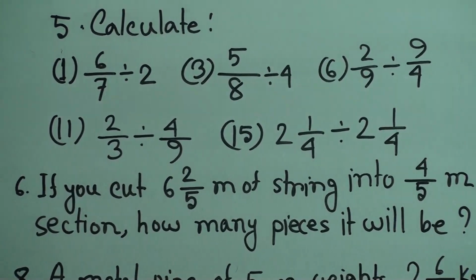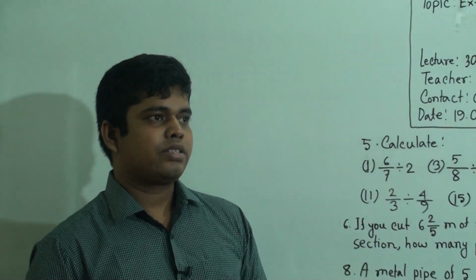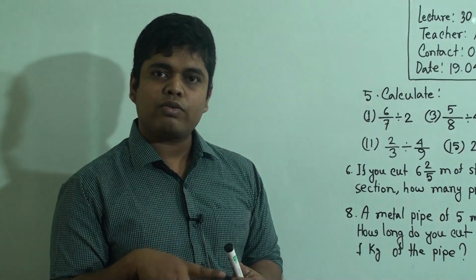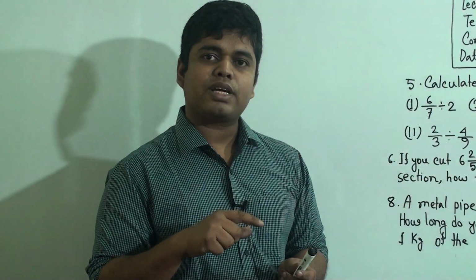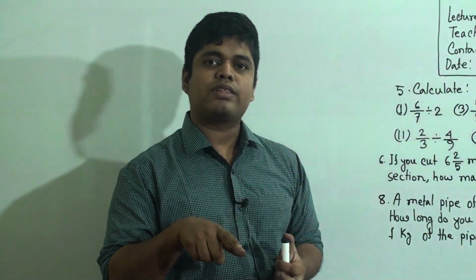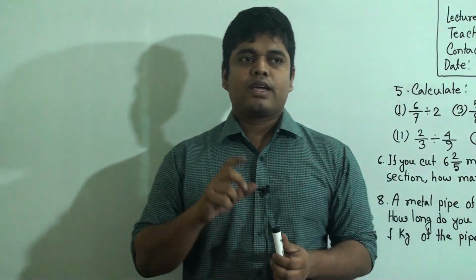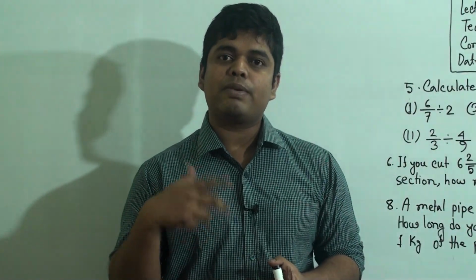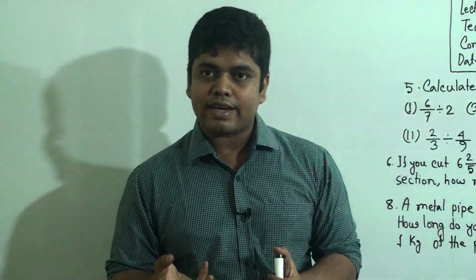Do you know what we mean by dividing one fraction by another fraction? Dear students, please notice very carefully. The division of one fraction by another fraction means multiplication of the first fraction with the reverse of the second fraction. I repeat, please notice, division of the first fraction by the second fraction means multiplication of the first fraction with the reverse of the second fraction.